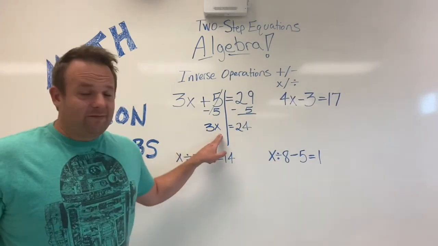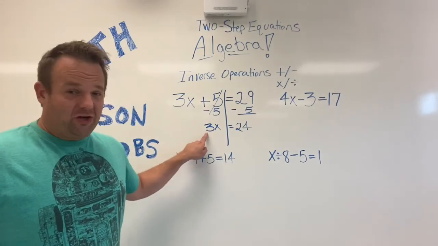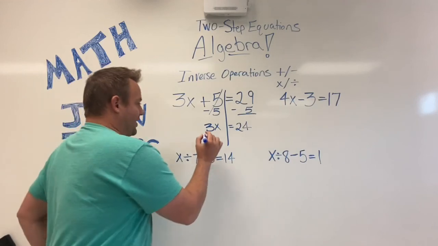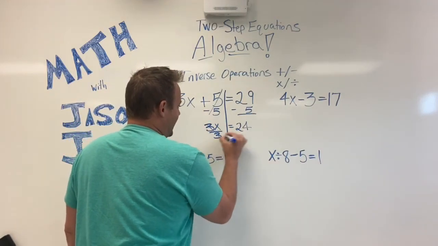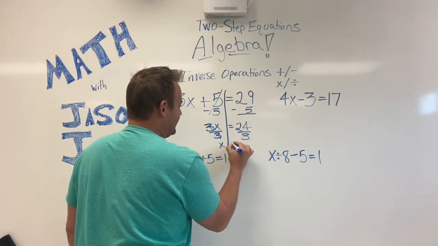So now 3 times what is 24? Well, the inverse operation of multiplying by 3 is dividing by 3. So we'll divide by 3 on both sides. And now I have x equals 8.